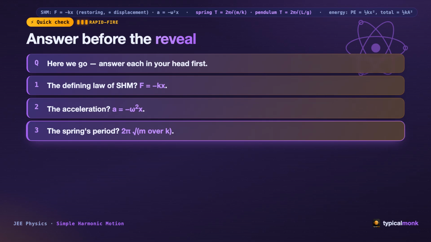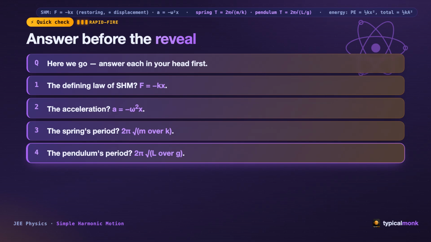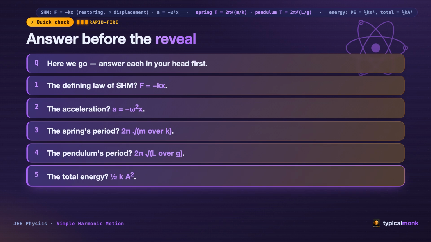Question 3. The spring's period. 2 pi root of m over k. Question 4. The pendulum's period. 2 pi root of L over g. And question 5. The total energy, half k A squared.